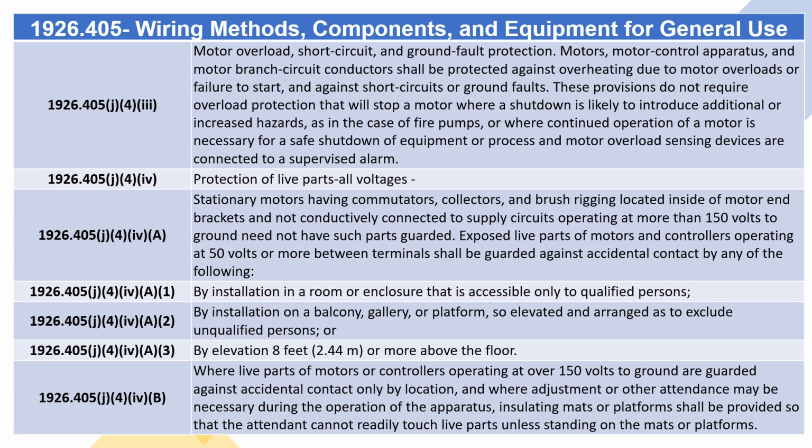1926.405(j)(4) Protection of live parts. All voltages. Stationary motors having commutators, collectors, and brush rigging located inside of motor end brackets and not conductively connected to supply circuits operating at more than 150 volts to ground need not have such parts guarded. Exposed live parts of motors and controllers operating at 50 volts or more between terminals shall be guarded against accidental contact by any of the following.